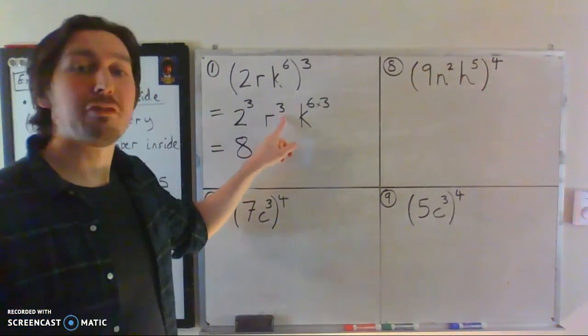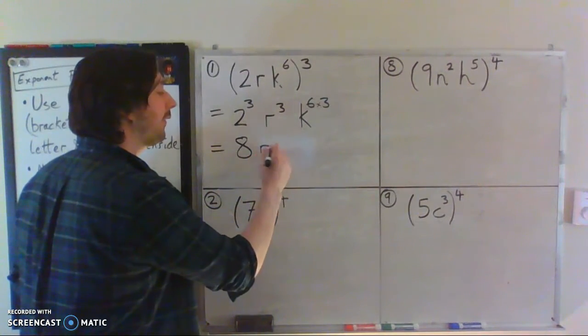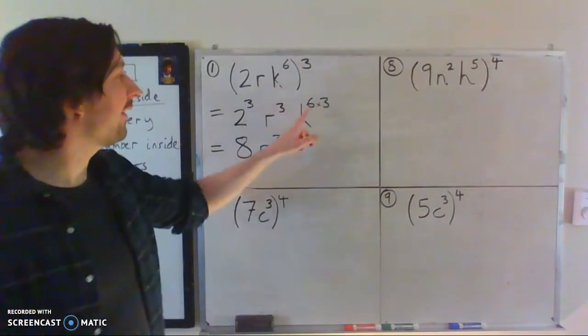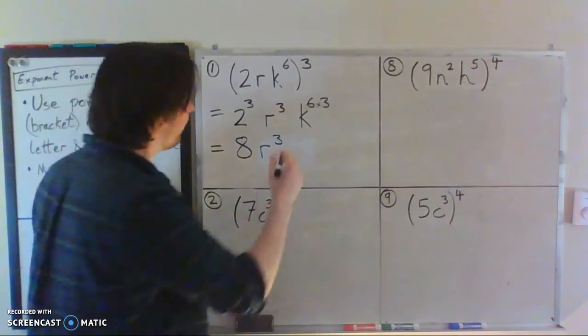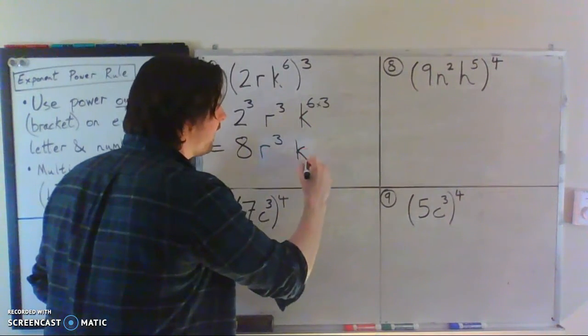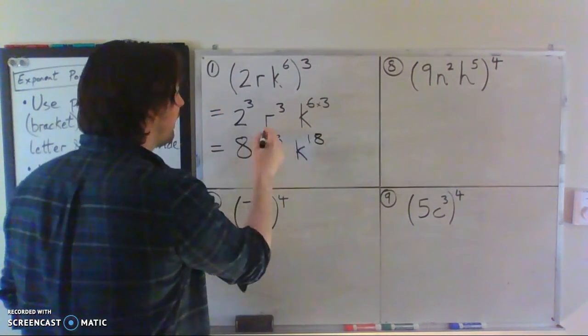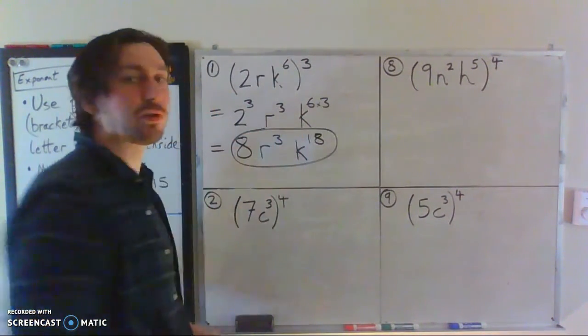Then I've got my r^3, that stays the same. And 6 times 3 is 18, so I've got k^18. That's my answer for question 1.